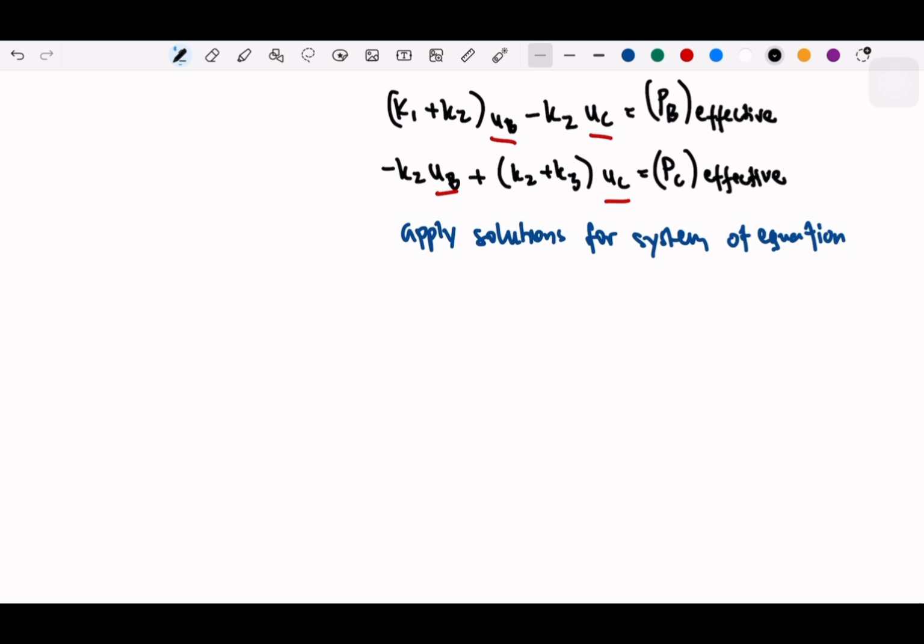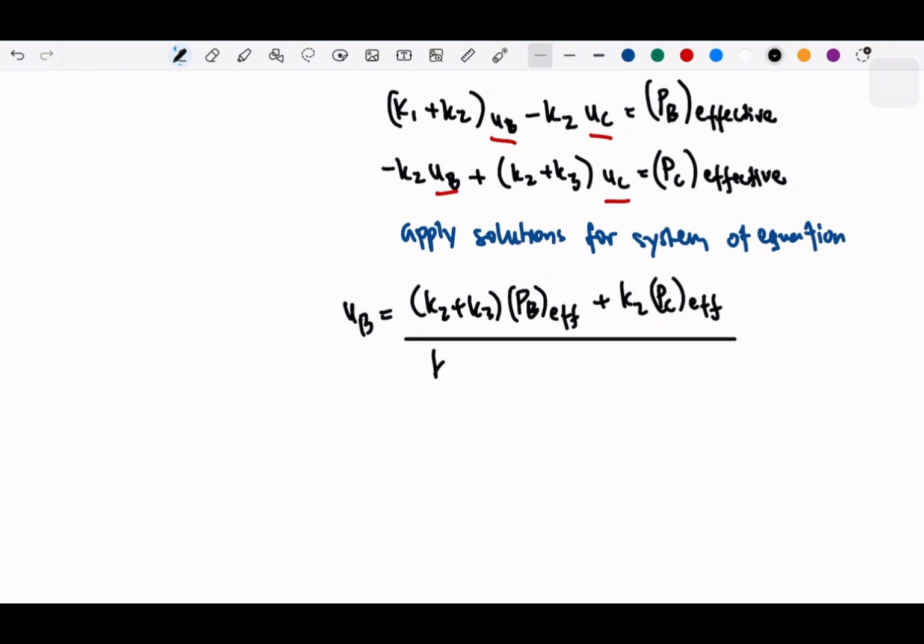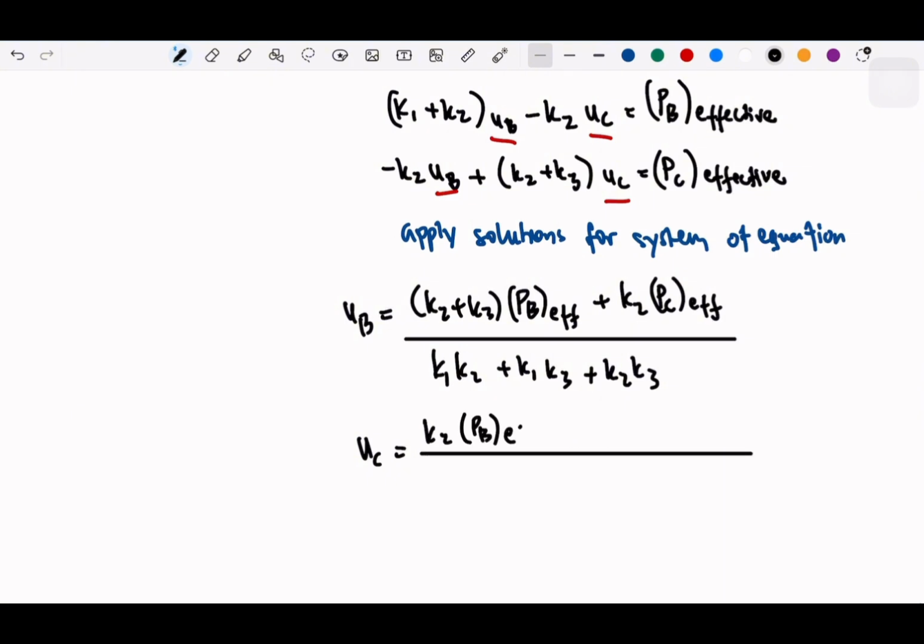So using Cramer's rule, we get UB is (K2 plus K3) PB effective plus K2 PC effective, over K1 K2 plus K1 K3 plus K2 K3. Same thing with UC. This is K2 PB effective plus (K1 plus K2) PC effective. So this PB effective is just to help you out with the solutions. If you're still using the same equation and numbers, it will be okay, but I don't think you can get the answer directly and easily.